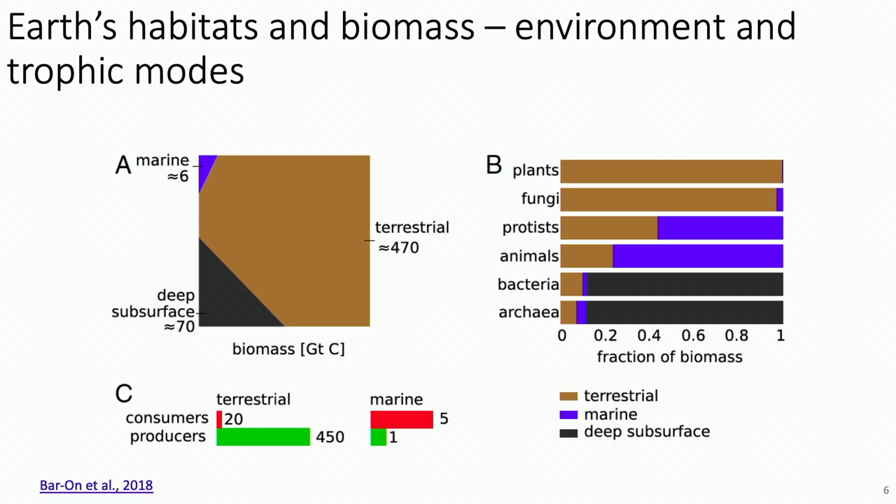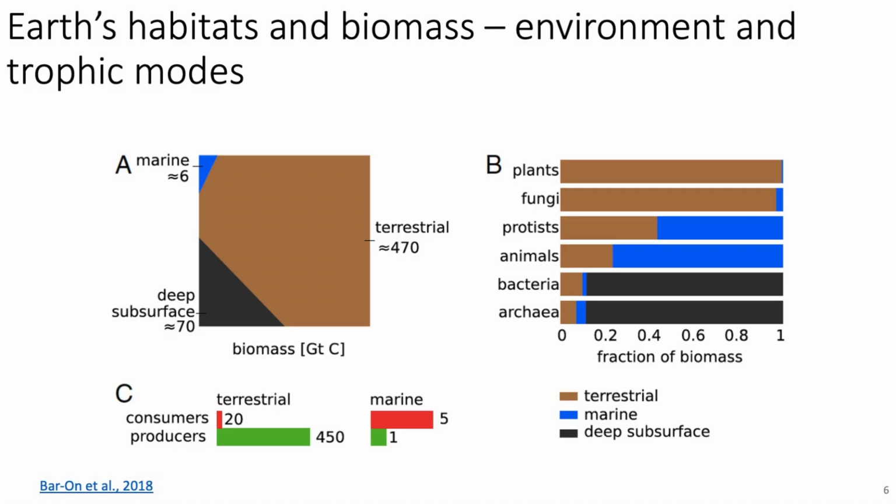So you see that the plants are almost 100% in the terrestrial domain. Then the fungi are also mostly terrestrial. Then we have the protists, which are a little less than half in the terrestrial domain. As we move on, we have the animals, with most of them in the marine environment. And then with bacteria and archaea, I think you got the message that they are mainly located in the deep subsurface. So that's really interesting to look at.